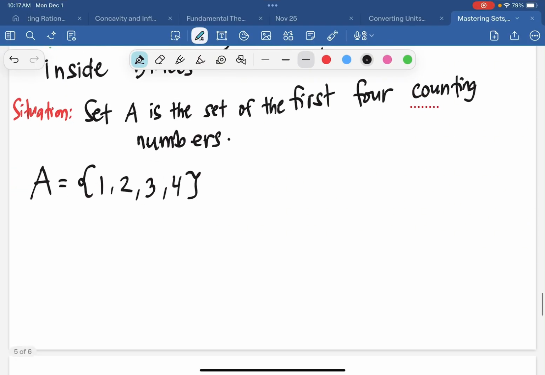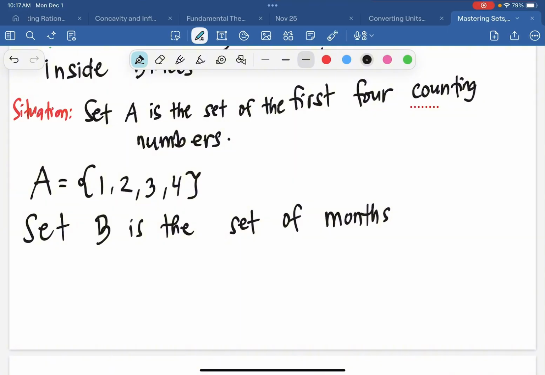Another thing, if the situation is set B is the set of months in a year.